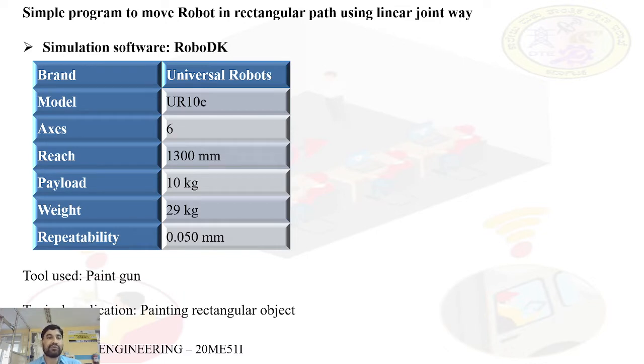The robot used for creating this program is a Universal Robot, model UR-10E. It has 6 axes. The reach of this robot is 1300 millimeter. Payload is 10 kg and weight of the robot is 29 kg. Repeatability is 0.05. The tool used is a paint gun. A typical application of this path is spray painting a rectangular object.